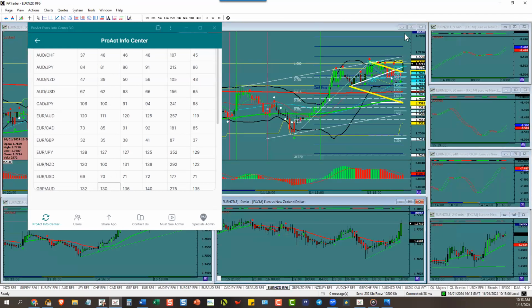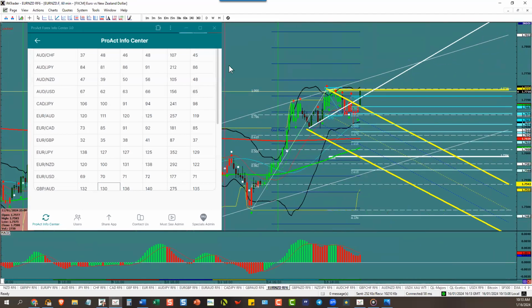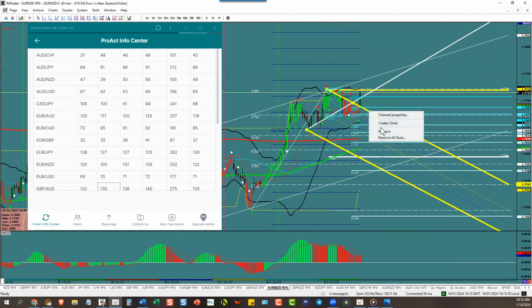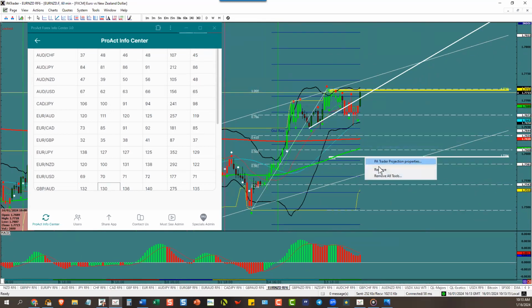You're in New Zealand, all right? Structure says we're going down, and they just broke it to the upside. So that's the end of that. Get rid of it. Get rid of everything. Get rid of it. Get rid of it. Get rid of it. All right. And get rid of this.